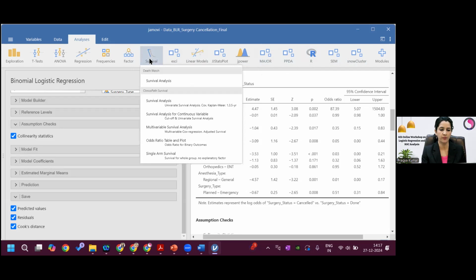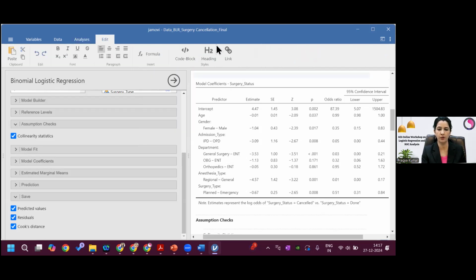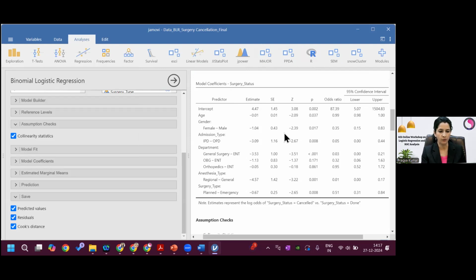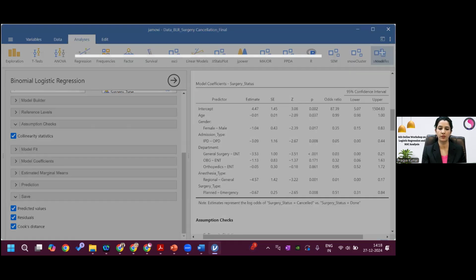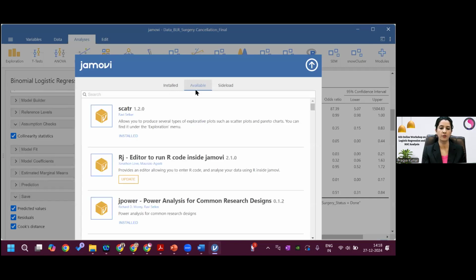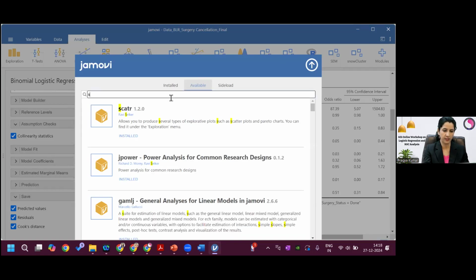This comes from survival. In Jamovi, there is a survival module, and how to identify that: there is a plus sign here. If you go here in Jamovi, you can see a plus sign, which is there for the modules. For an extra module, you click this, and it shows you what modules are installed and what modules are there in the library. If I go to the Jamovi library, it shows you installed versus available. I will write survival here, the clinicopath survival.